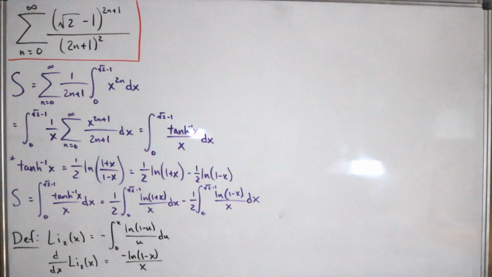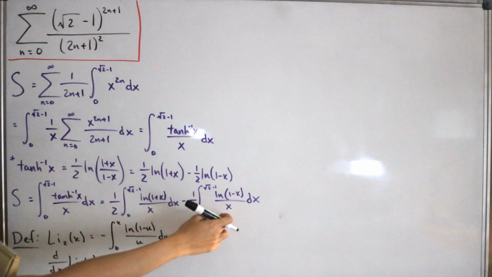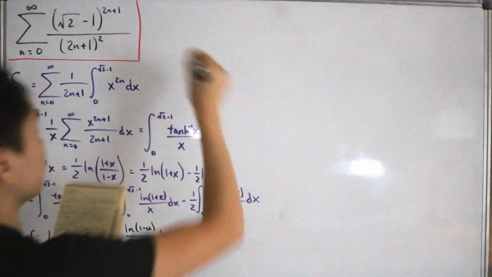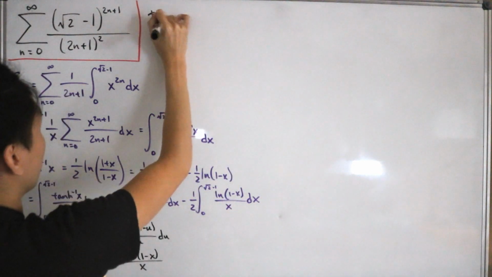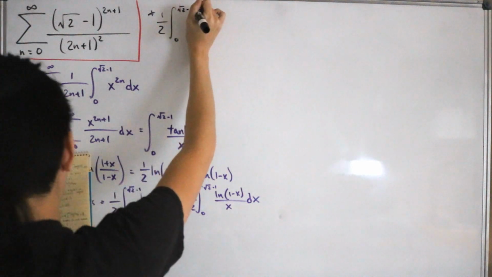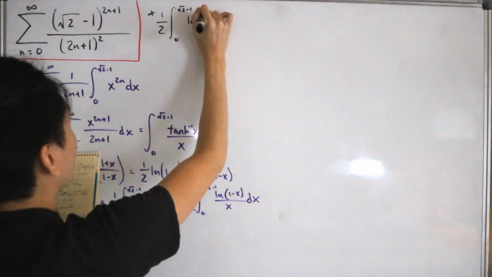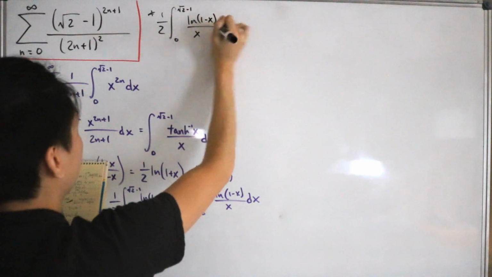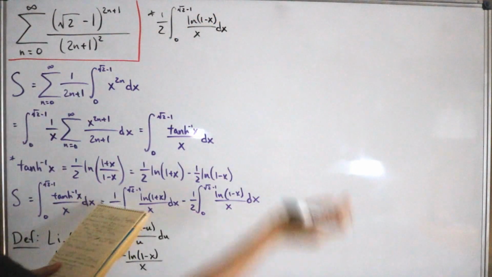Now with this in mind, we can actually put this back together. This is just coming from this integral over here that we can replace. So therefore, just to mark an asterisk, 1/2 multiplied by the integral from 0 to square root of 2 minus 1 of ln of 1 minus x divided by x dx. Basically, we're just going backwards.